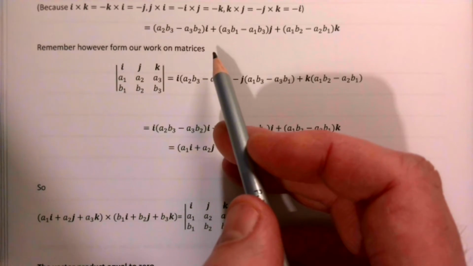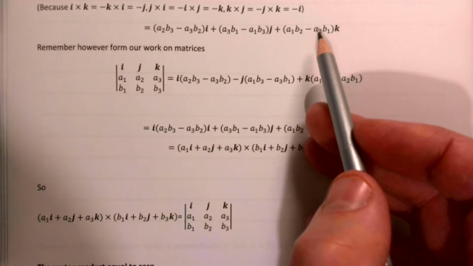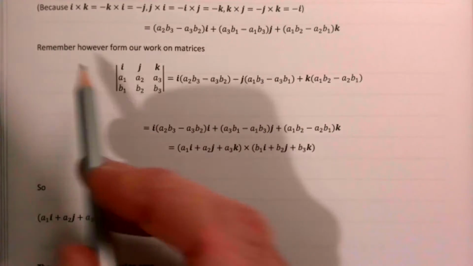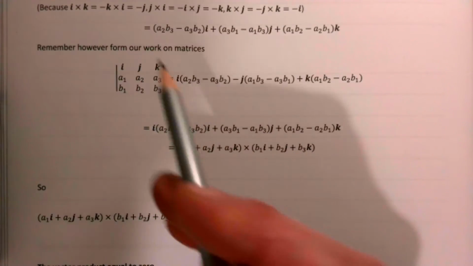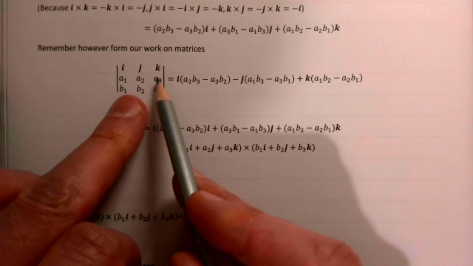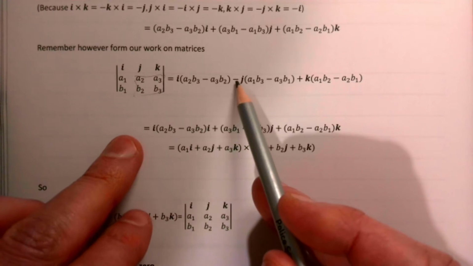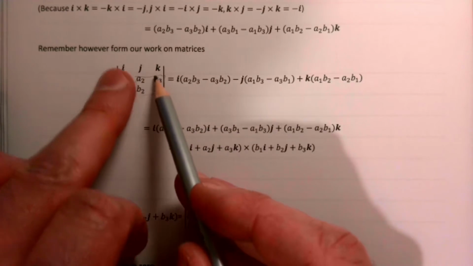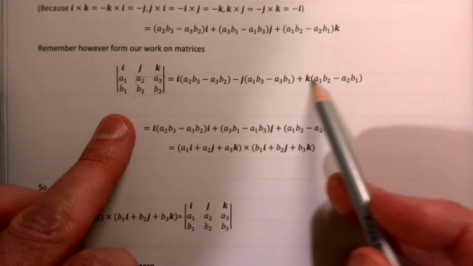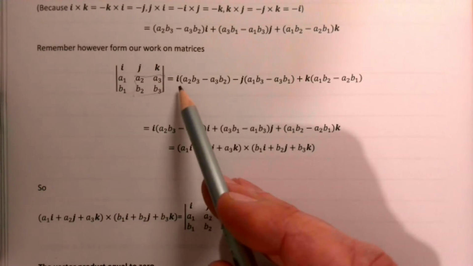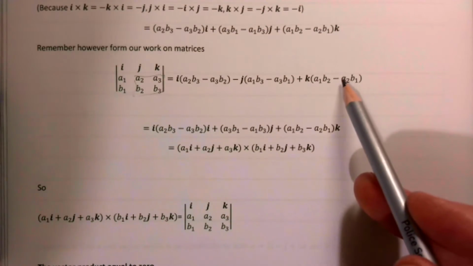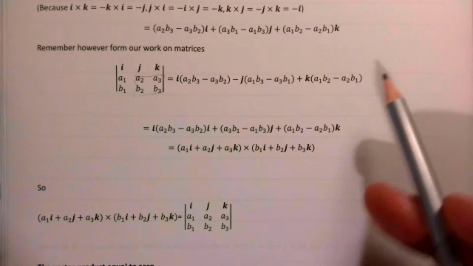The deal is there's an easier way, and if we remember our rules from matrices, if you're to find the determinant, we go i upon the determinant of these four, minus, you always remember the minus, j upon the determinant of those four, plus k upon the determinant of those four. Actually, that finds the vector product for you.